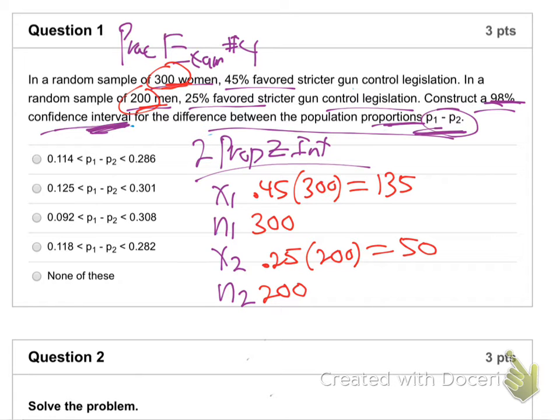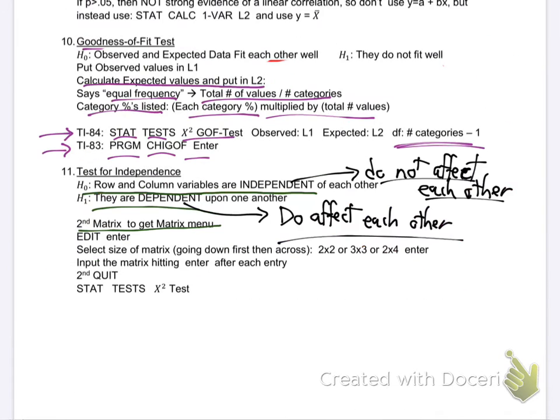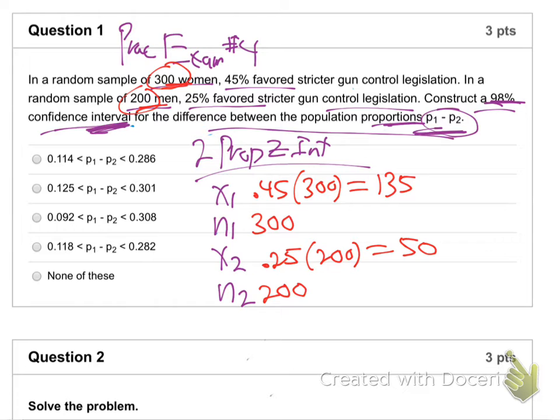We can see that on the exam 4 notes, number 1. It says, if a percentage is given, like 32% of 500, then x is 32% of 500, or 0.32 times 500. So that's what you have to do. That's how we find the x value. For the 300 women, 45% of them is 135. 45% of is multiplying. 25% of 200, times 200, is 50. So put those numbers into your calculators.